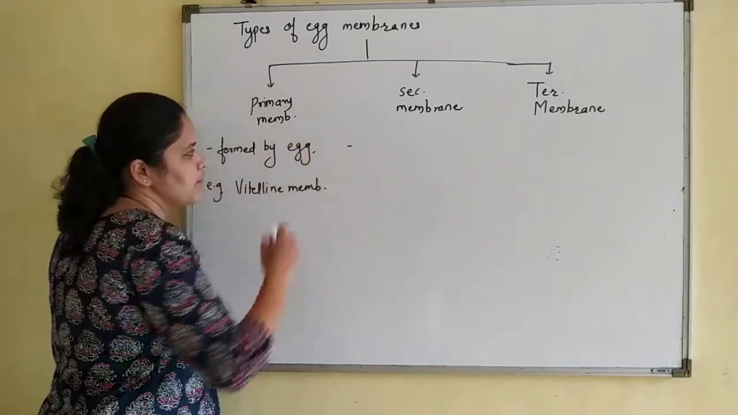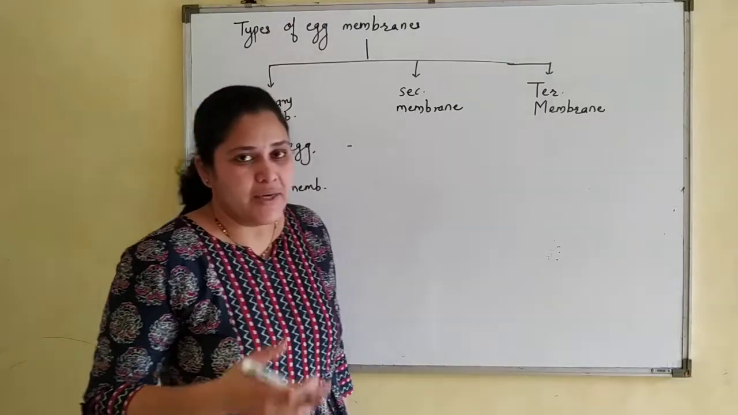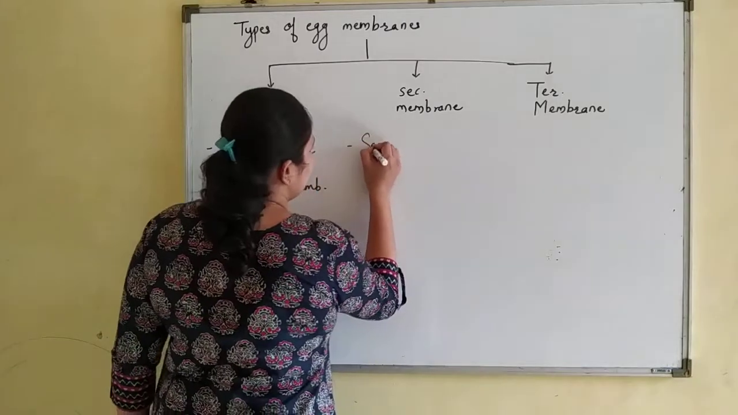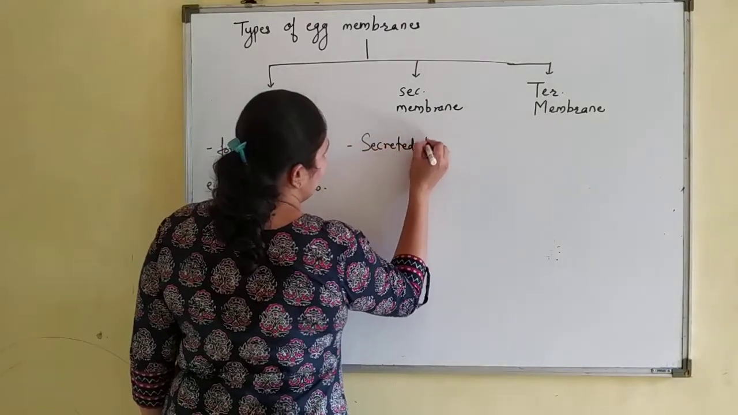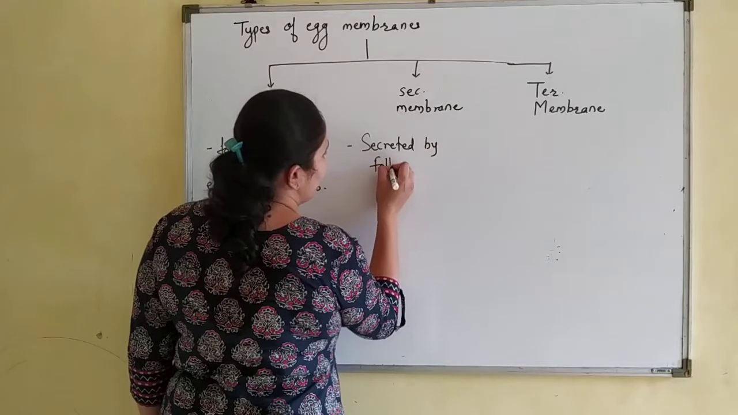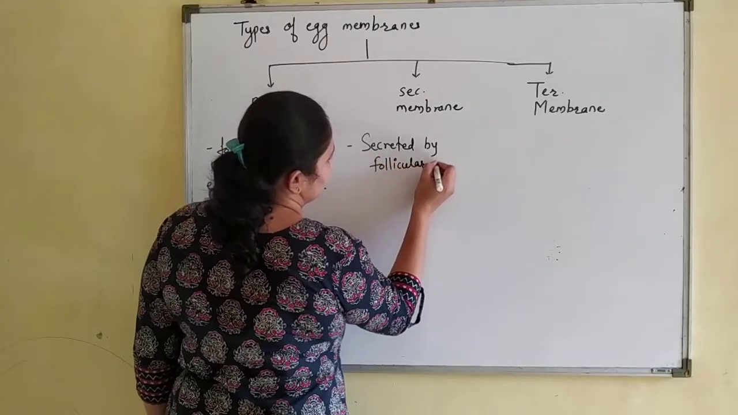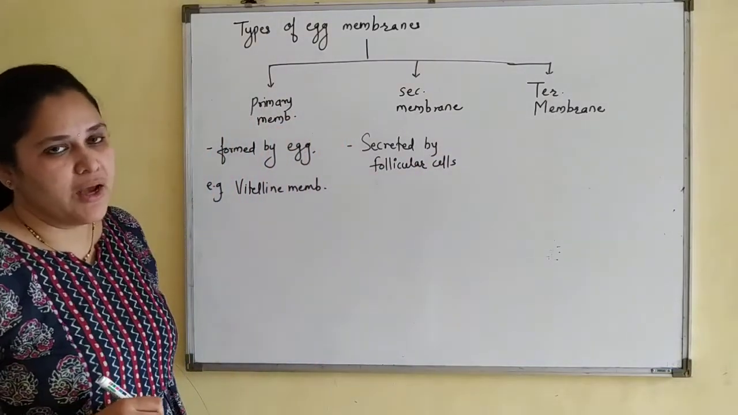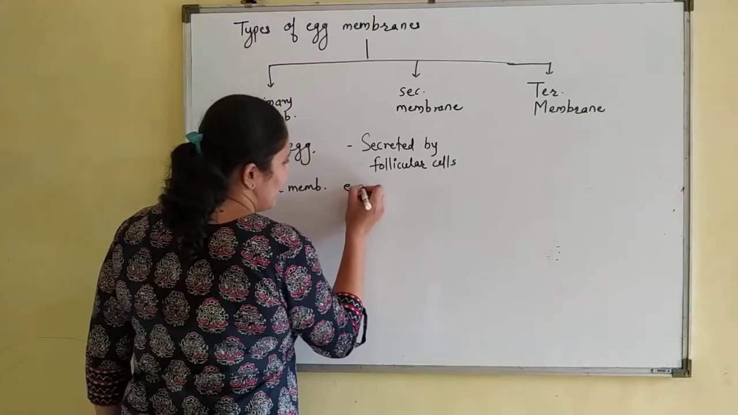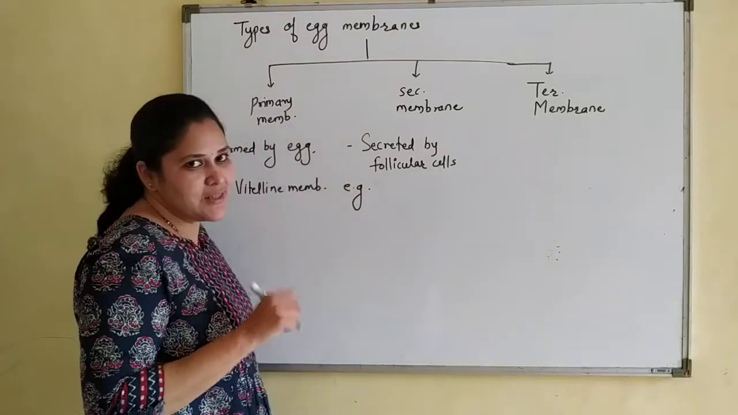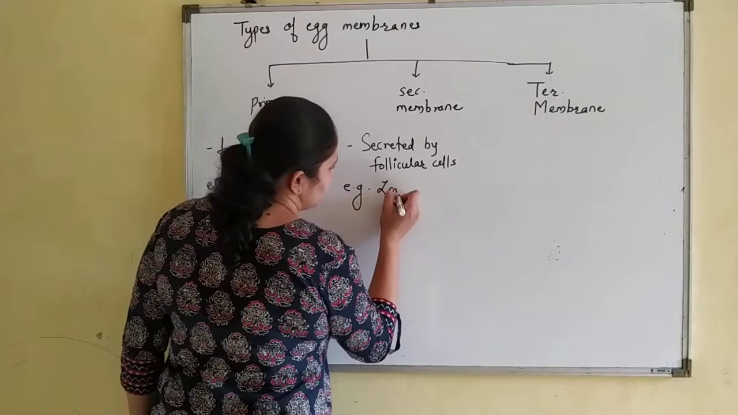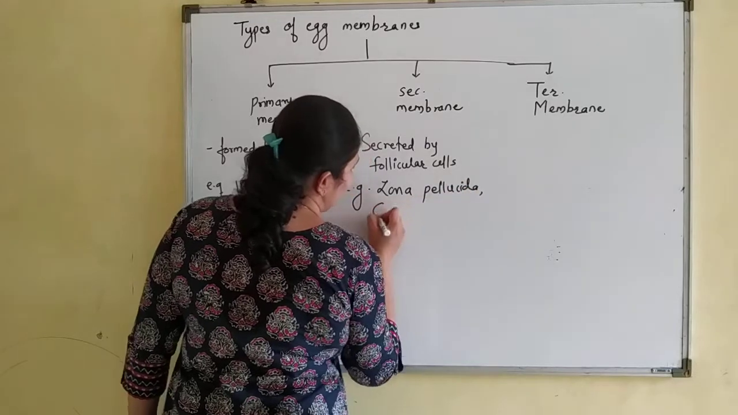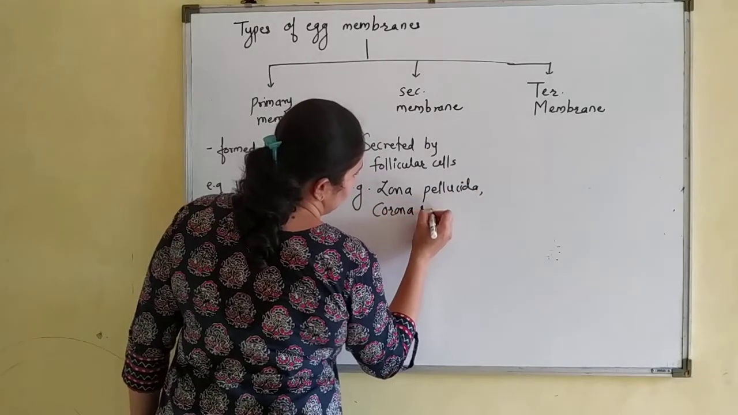Secondary membrane means the membrane, or a layer, which is secreted by follicular cells. Layer secreted by follicular cells. Now, which layers are secreted by follicular cells? Two layers: zona pellucida, as well as corona radiata.